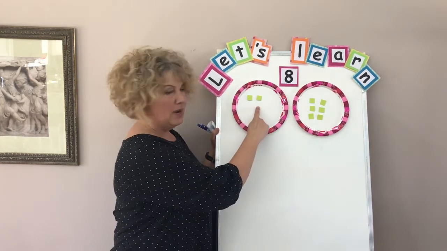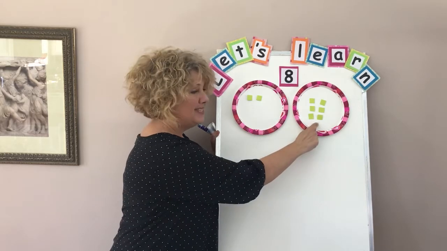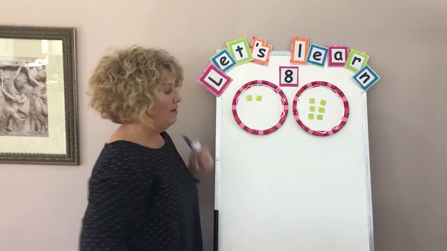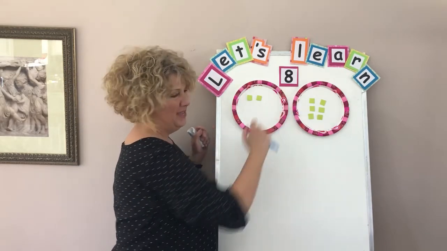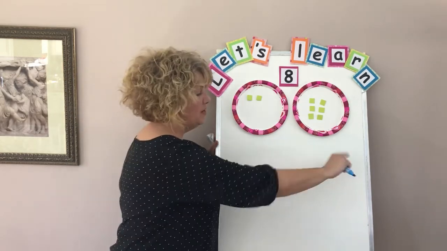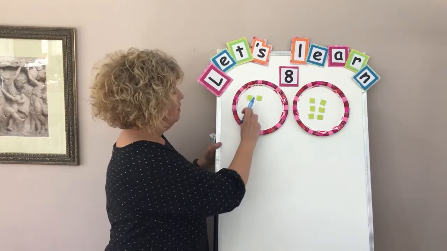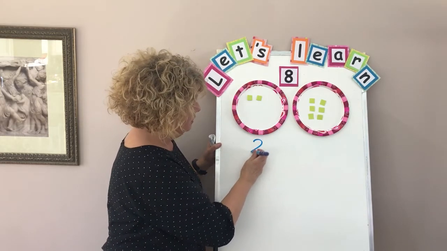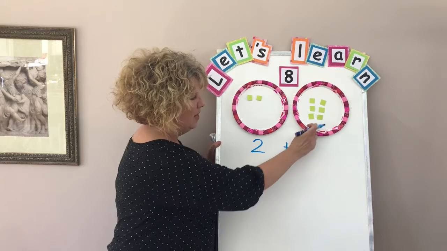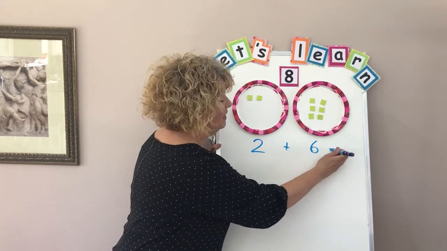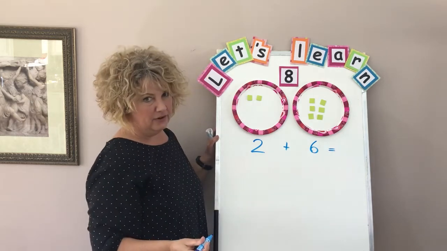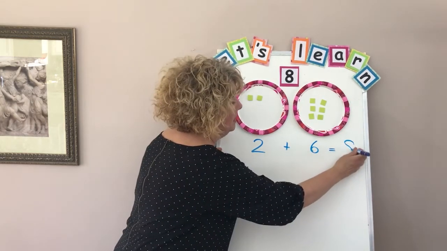If you have 2 squares plus another 6 squares, how many squares do you have all together? Did you say 8? Yeah, we're working with 8 squares today, right? Let's write our number sentence that matches this picture. So we've got 2 over here. I'll write a number 2 plus, how many was that again? Yeah, 6 squares over here. And that equals how many all together? We have 8 squares today.